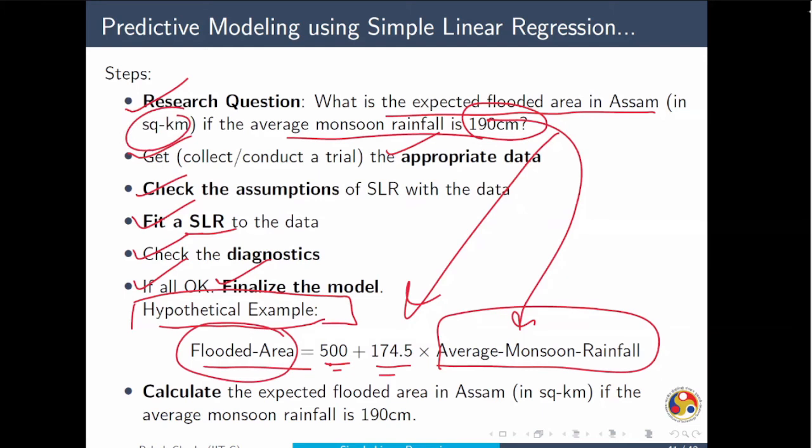Then you can say to the government, look, this is our model. If the model is correct and the rainfall is around 190, we expect this amount of flooded area in Assam. So based on your data and your results, the government can take appropriate steps. That's why, as a statistician or data scientist, you are helping others, and that's exactly your job.